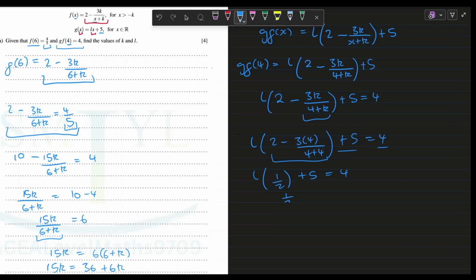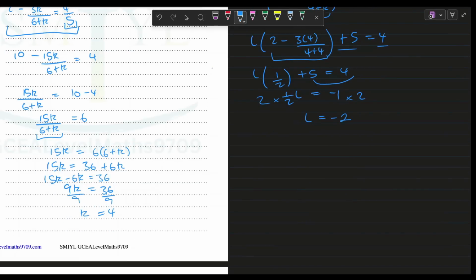So you get half L is equal to, move the 5 that side, so 4 minus 5 is negative 1, multiply both sides by 2. You get that L is equal to negative 2. And this would be our final answer. You can conclude that therefore k is 4 and L is negative 2.